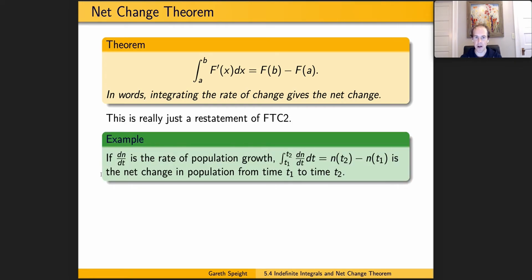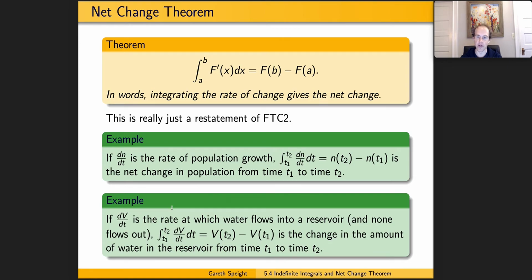So for instance, if dN over dt is the rate of population growth, so we say we know how quickly a population is growing in time at any given moment in time, then we can calculate the net change over the entire interval just by integrating the rate of change. So integrating the rate of change gives us N of t2 minus N of t1. That's the net change in population from time t1 to time t2.